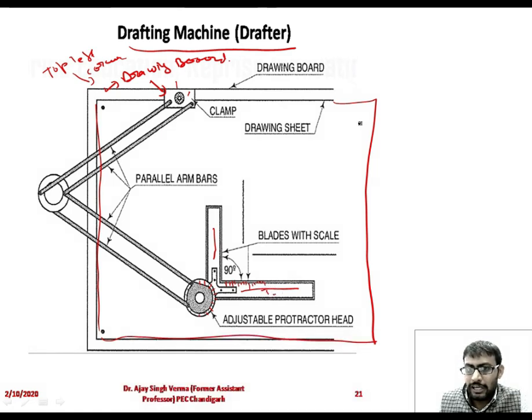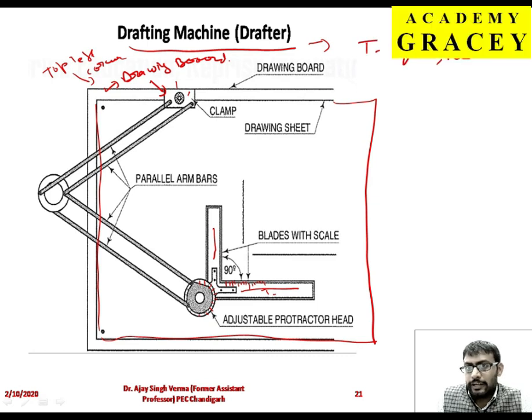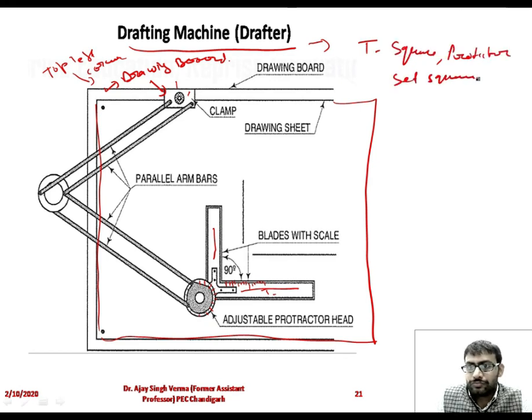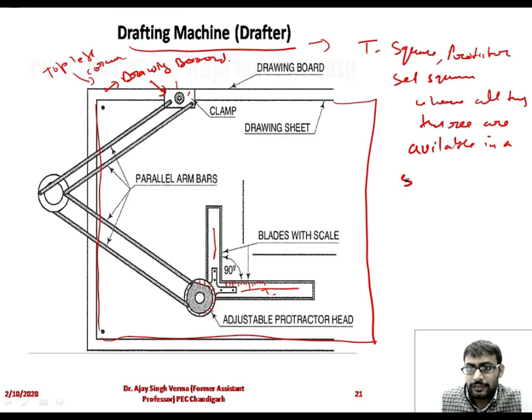So basically, a drafting machine also has a definition that it is a combination of T-square, protractor, and set square, where all these three are available in a single machine, where we can plot a drawing in minimum time and effectively.